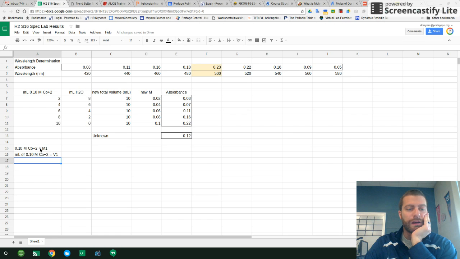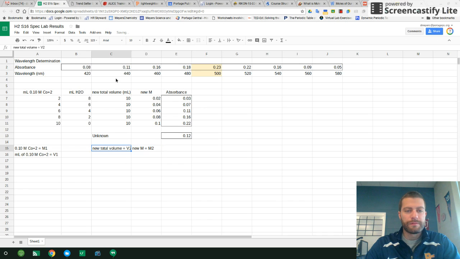All right, so we've got our M1, which is that concentration, and our V1, which is this column. And we found that by doing dilution, we could add a certain amount of water to each amount of cobalt to get a new total volume of 10 milliliters. So that new total volume, that's V2, which makes our new molarity our M2.